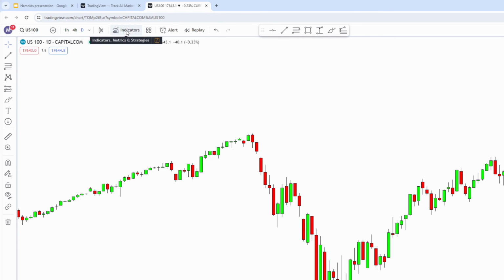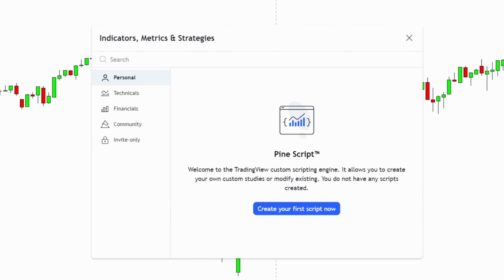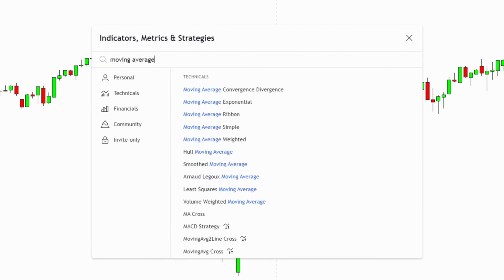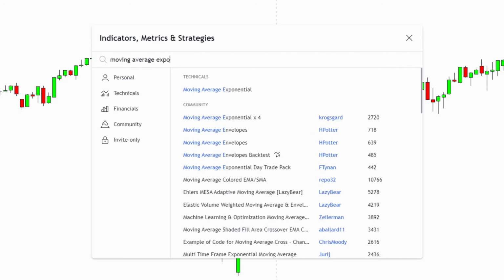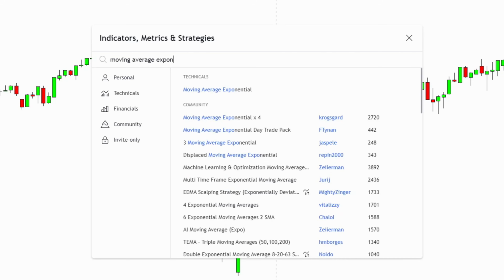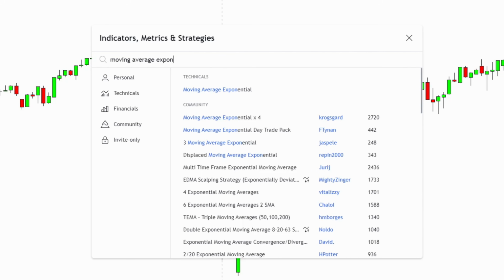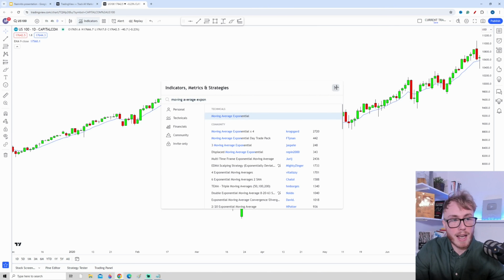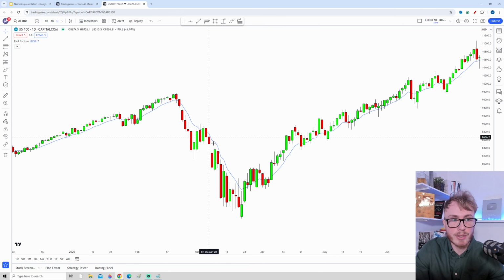Then we navigate up here to the indicators tab, and remember, you want to type moving average first, and then you want to type the type, so exponential. So here we have the moving average exponential, or EMA. So let's open this one up. And once again, the normal EMA here will be based on 9 days, which you can see here up in the corner. And to change the settings, we do the same thing.